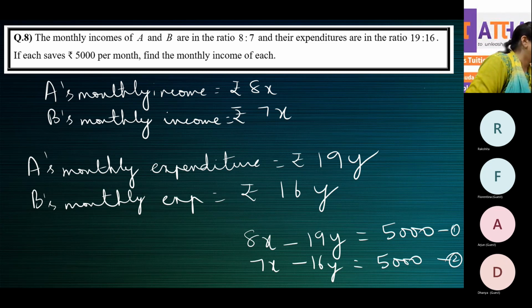Y is 1,000 and 3,000. No. What should you find? Find the monthly income of each. Income of each means you should find 8x and 7x.